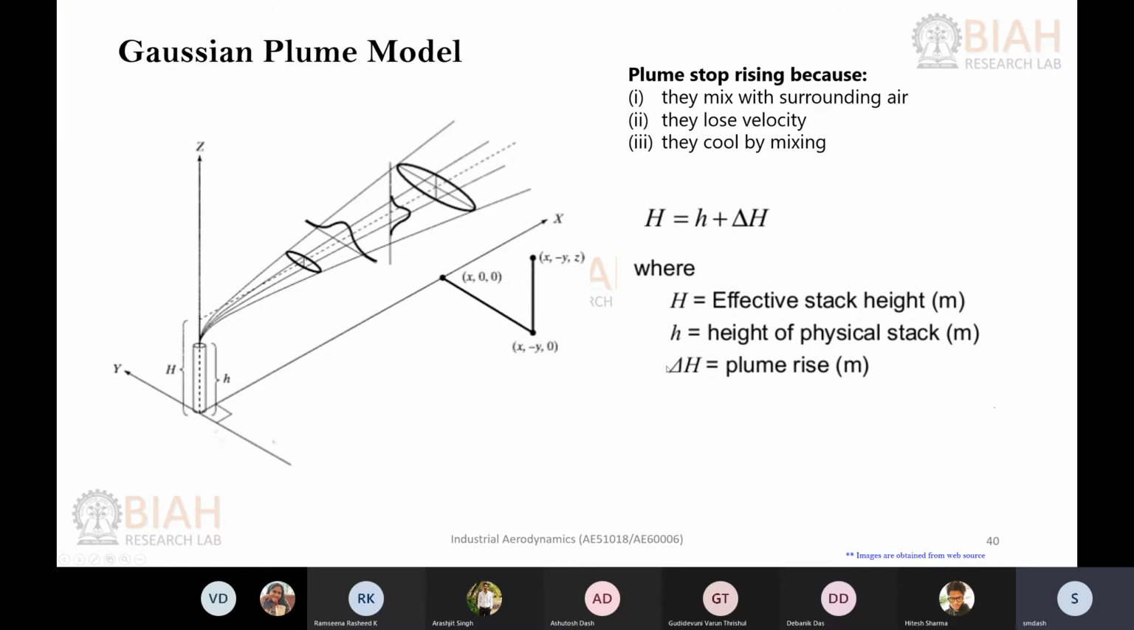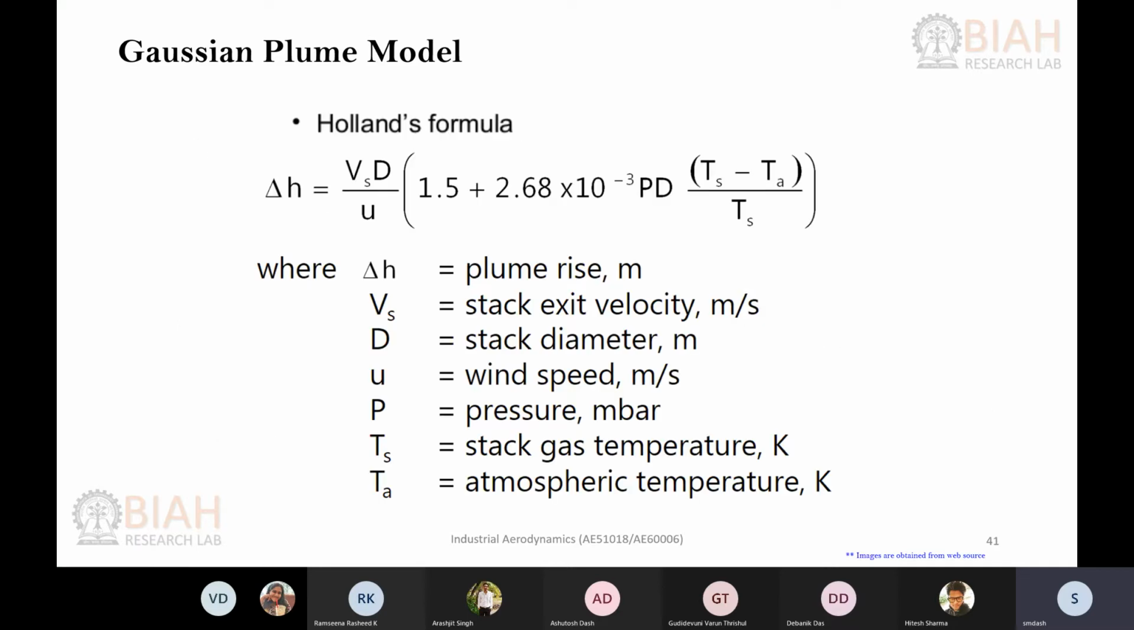Okay, so here this delta H, we have seen one of the formula that relates the buoyancy length scale, but this formula is more used when we define delta H, given by Holland's. So Holland's formula, here you can see that Vs is your stack exit velocity, that exits from the chimney, and D is your stack diameter, that exit diameter. U is your wind speed at that particular height. Okay, and remaining thing is your D is already defined.